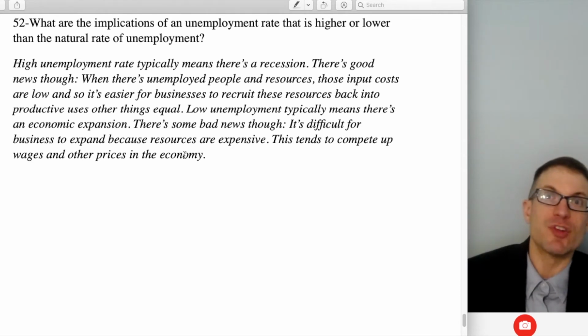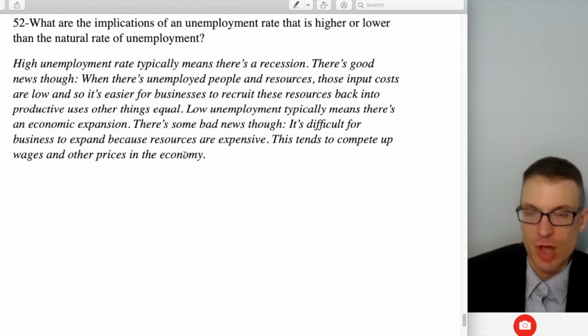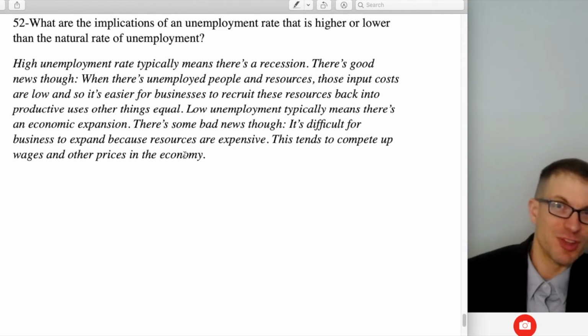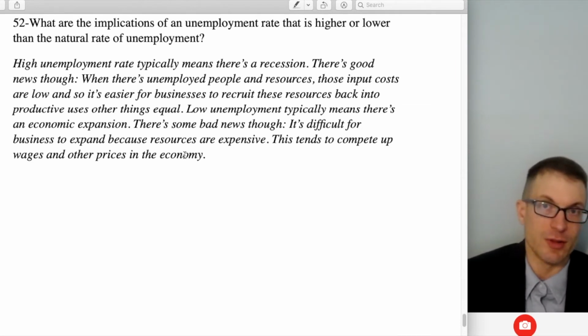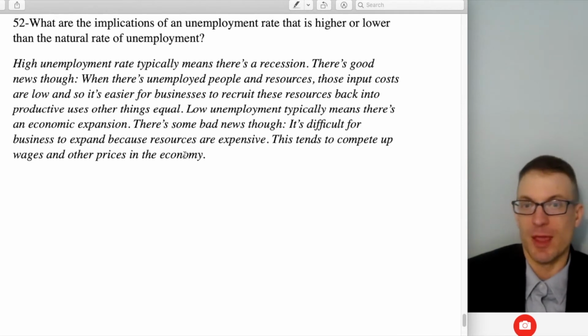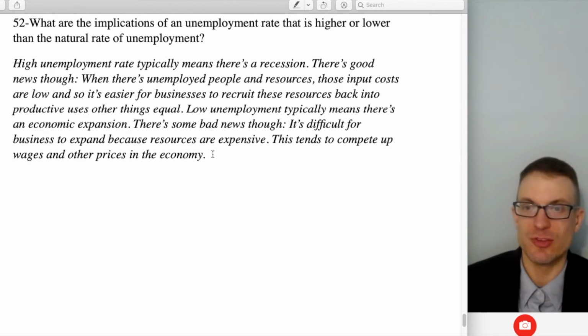On the other hand, if there's low unemployment, that's not so good for businesses in a weird way, which is that it's going to be really expensive to hire additional workers or to recruit productive resources. And this is what leads to rising prices. They have to compete up wages and other prices in the economy.